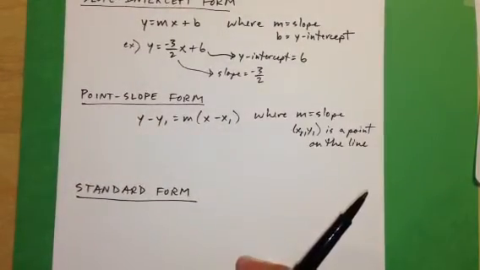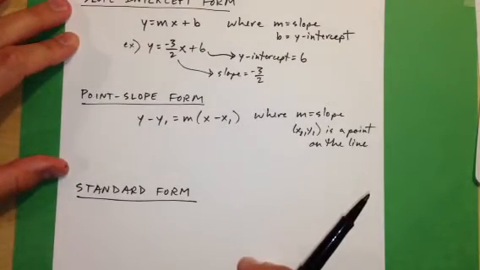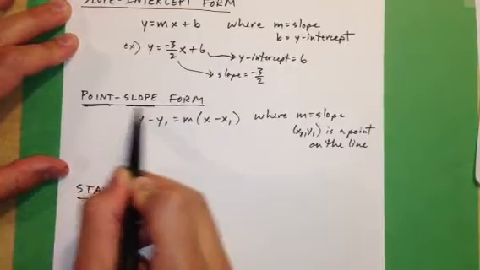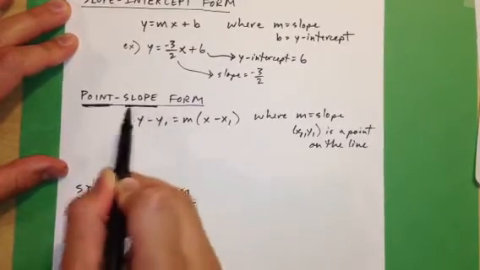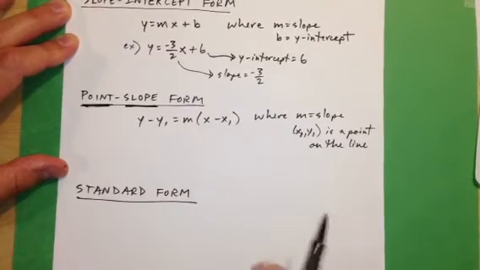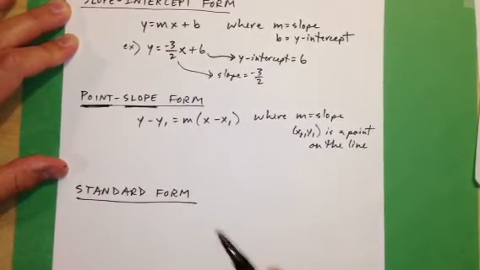So why do we use point-slope form? Well, point-slope form is used when we have both a point and the slope, just like it's in the name, point and slope. When we have a point and a slope, we can use the point-slope form.